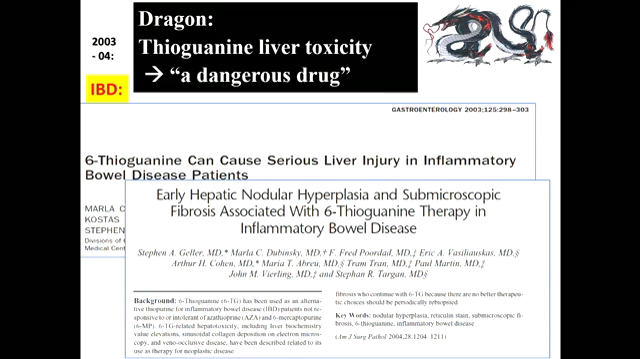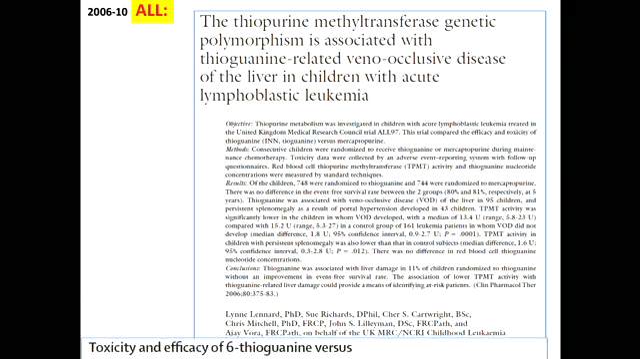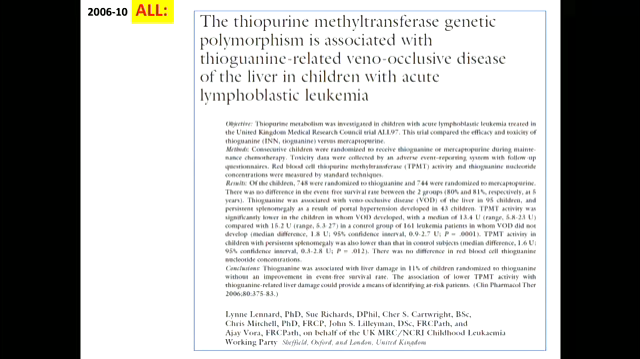Another paper from an American group, early hepatic nodular hyperplasia, that's liver disease, associated with 6-thioguanine therapy. In 2006 to 10, so quite recently, TPMT, this is thiopurine methyltransferase, that's what TPMT is. Genetic polymorphism is associated with thioguanine-related veno-occlusive disease. That's another term for the liver disease that's produced. What happens is the liver gets blocked up, a veno-occlusive disease, or it's called hyperplasia as well. And that was in children with ALL.